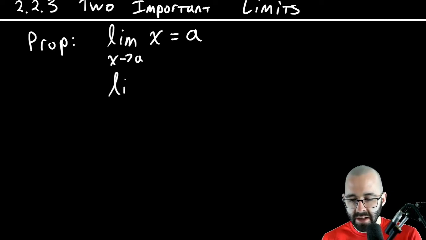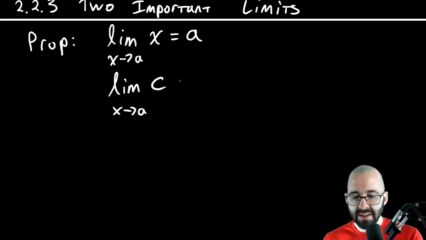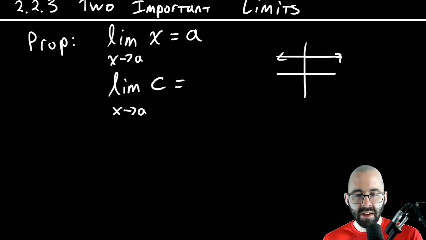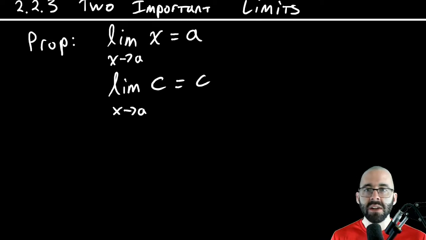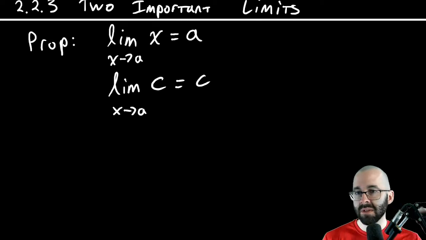All right. And again, the limit as x approaches a of a constant function. So again, as x is approaching anything, what is this constant function approaching? Well, it doesn't matter what x is, right? This constant function is always the same, always has the same value. That constant function always has that value c. So these are two properties that we're going to use.